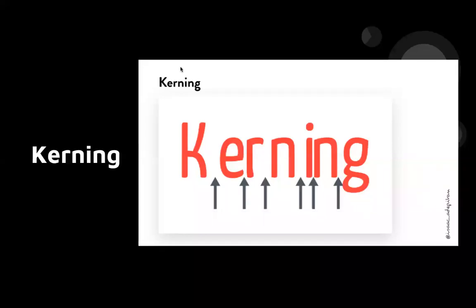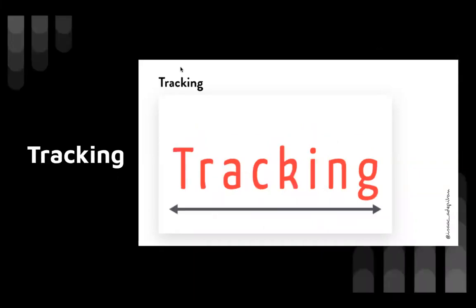The next type terminology is tracking. Tracking is more or less the opposite. It's like kerning, but it creates even spacing amongst all the characters within the text. That's just the difference. Kerning picks two or three characters and adjusts the spacing between those, but tracking applies to the entire text.